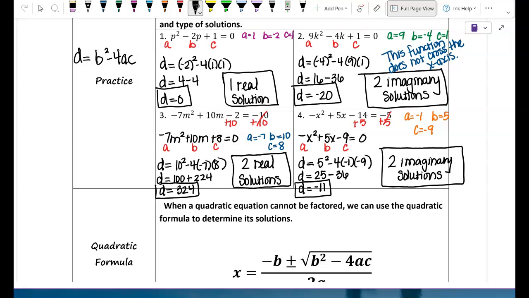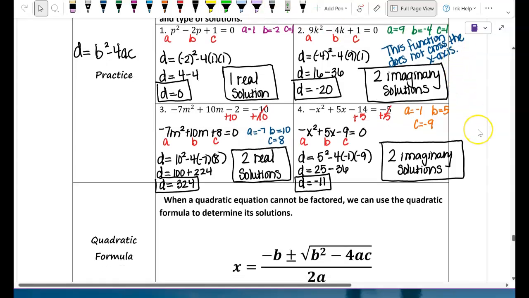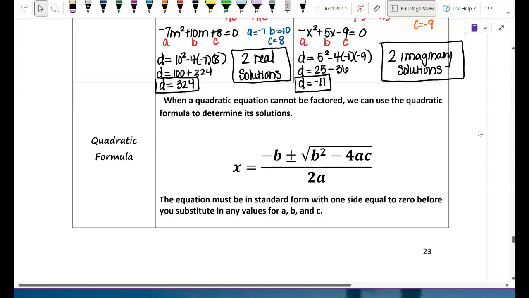So it's okay with the discriminant to get a negative value, but I will tell you that is not going to happen right now with our quadratics. We're going to keep everything on the positive side, either equal to 0 or greater than 0 as far as our actual solutions right now. Which brings us to the quadratic formula.